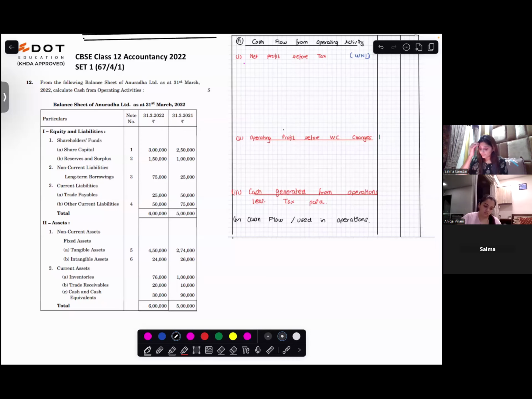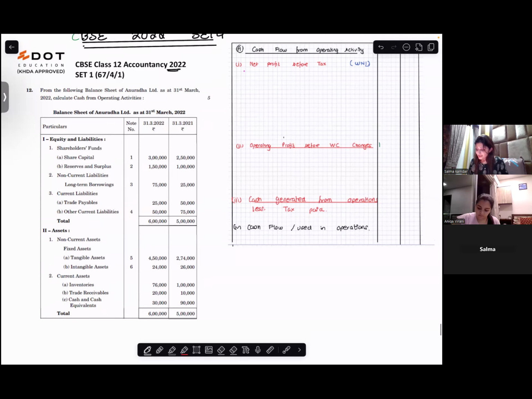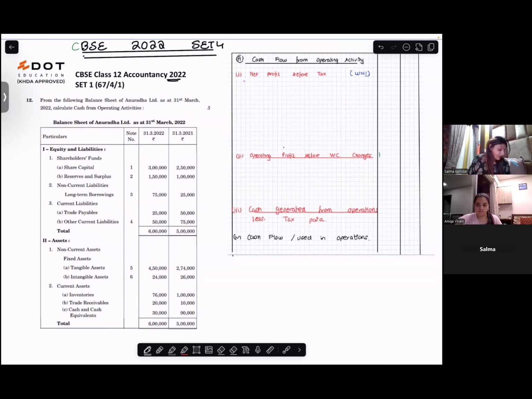We are doing the sum of CBSE 2022, set 4. Question number 12 is based on cash flow. Here they want us to prepare cash flow from operating activities. When we have to prepare cash flow from operating activities, what do I do?